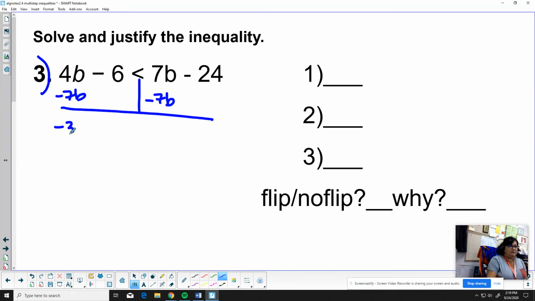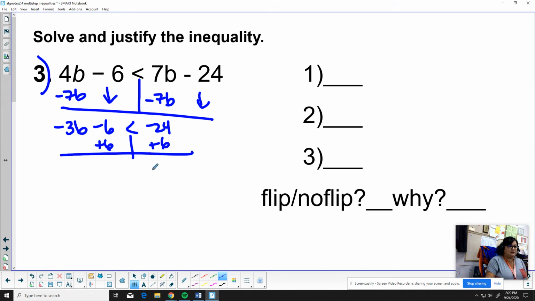So this would be -3b, -6 would drop, and -24 would drop. So then I'm going to add 6 to both sides, and that's -18, I think. Okay, and all I keep doing is dropping less than. Now I'm going to divide by -3. And since I'm dividing by -3, a negative on both sides in its division, I have to flip the inequality. So I'm going to change that to greater than. So b drops, and negative divided by negative is positive, so that's 6.